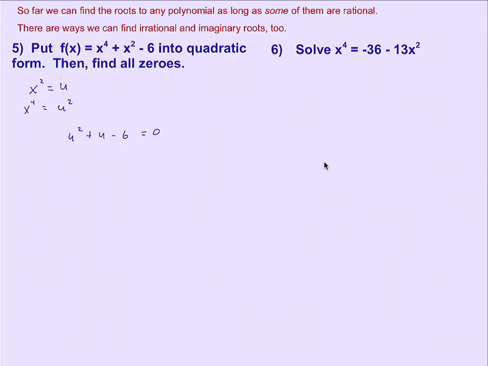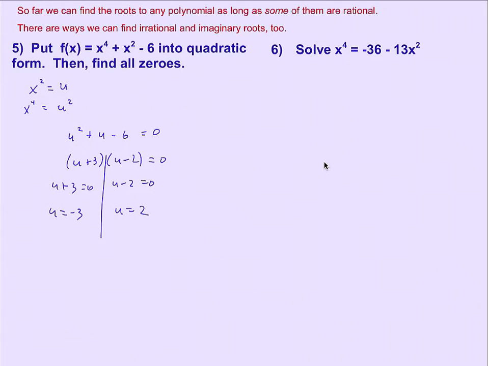This one happens to solve by factoring. If it didn't, we could complete the square. We could use the quadratic formula. This is u plus 3 times u minus 2. And what we're going to do is solve for u, and then turn that into solutions for x. So u equals negative 3, or u could equal 2.